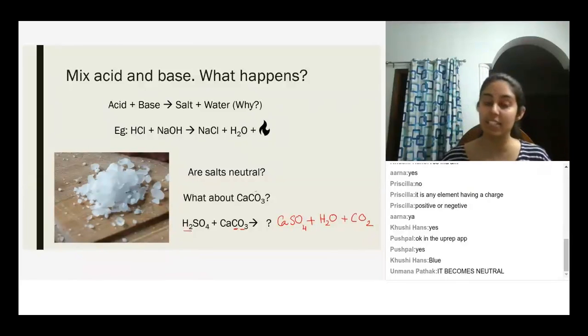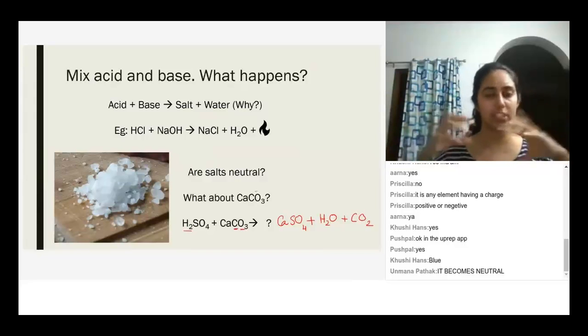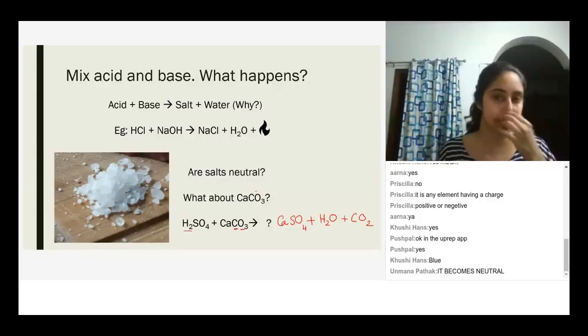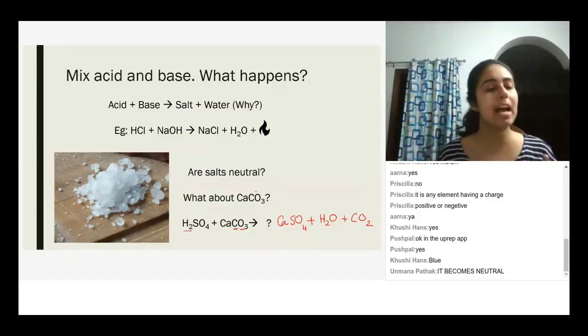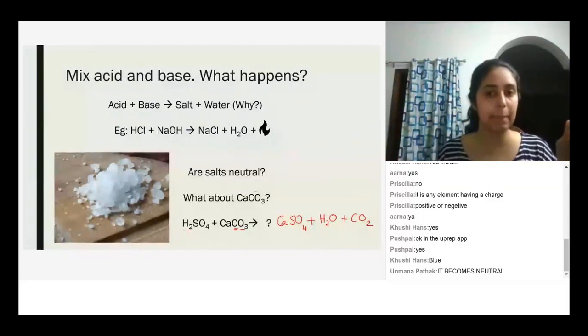We know acid is on one end of the spectrum and base is on the other end of the spectrum. They're kind of opposite to each other, right? So when I mix two opposite things together, I get a neutral substance. But sometimes I may not get a neutral substance. For example, if I use something which is very highly acidic and I use a weak base, then the salt that is formed need not be neutral.